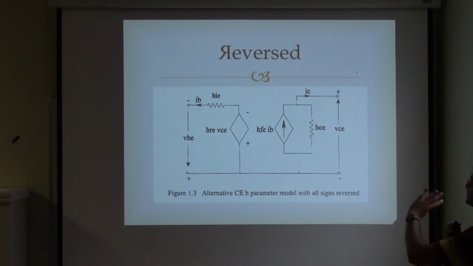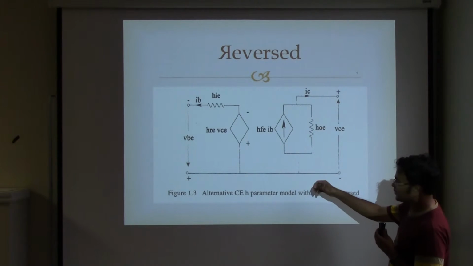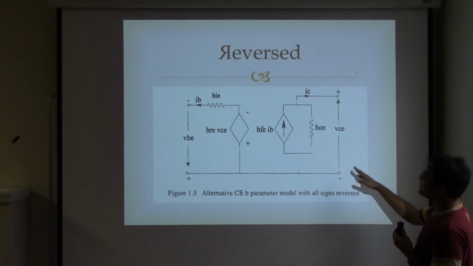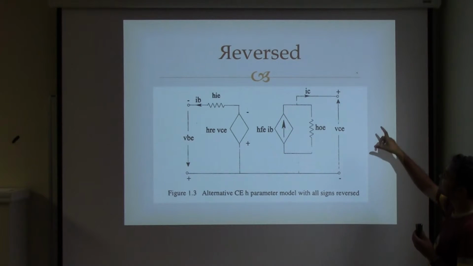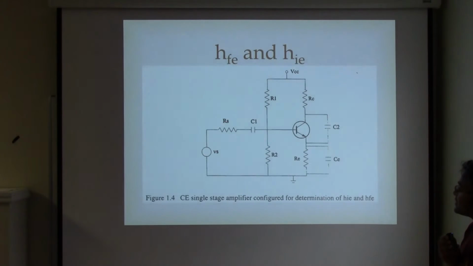Okay, so it is reversed. So it's the alternate common emitter H parameter model with all signals reversed. That means previously we had, let's get back to figure 1 and you'll see the difference. Sorry, figure 1.4.